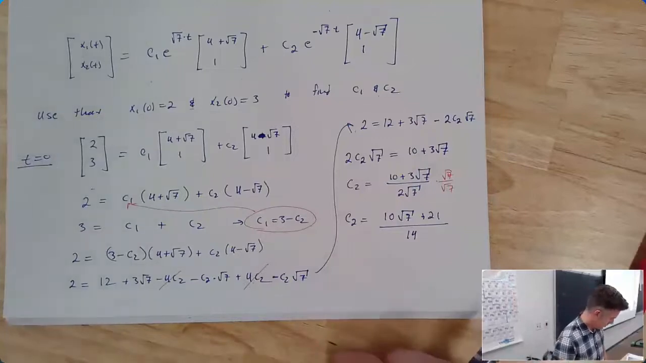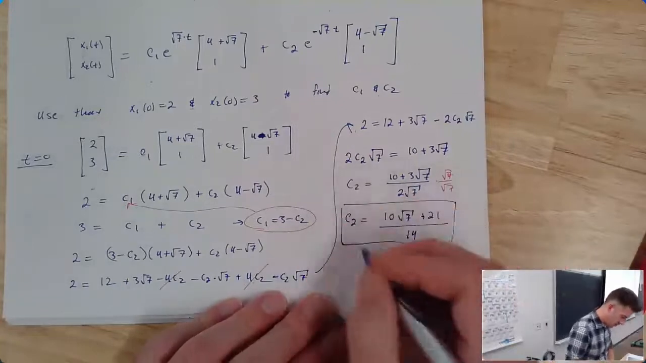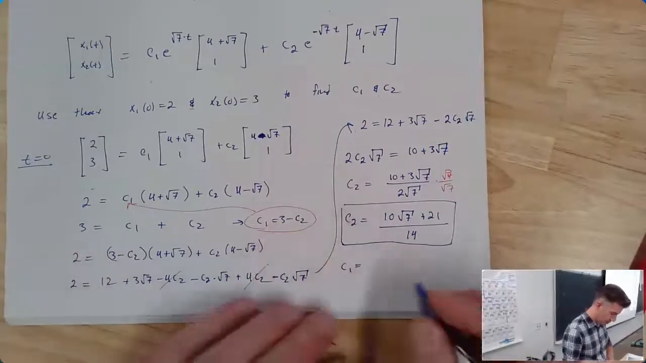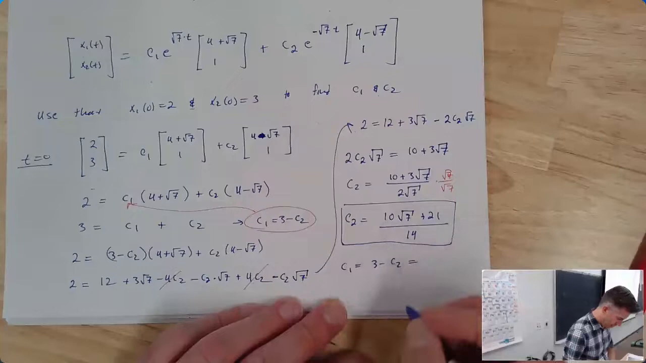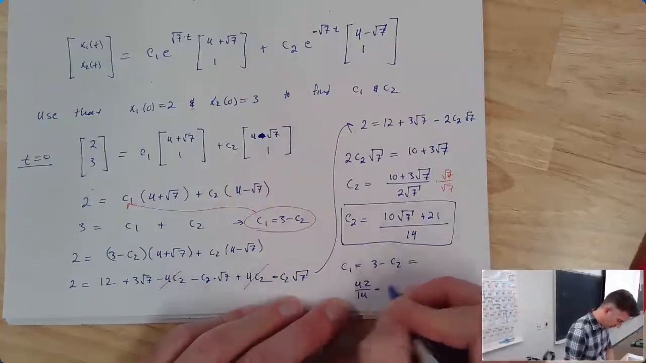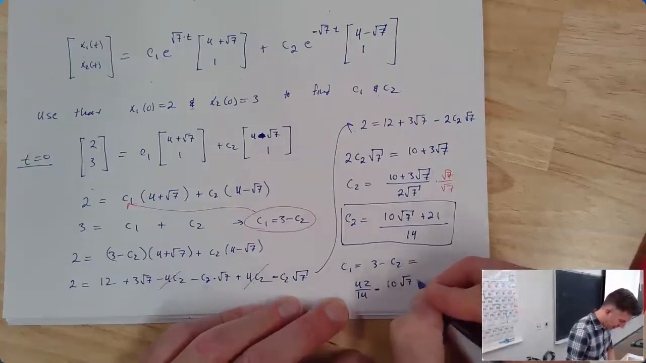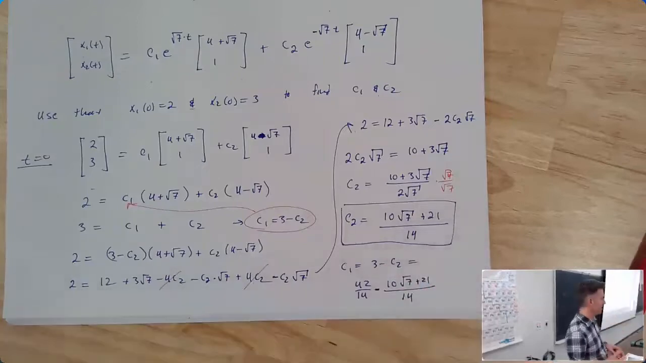So yeah, gross. And then our C1 is 3 minus C2. So that's going to be 3 minus C2, which I'm going to write as 42/14 minus all this grossness. Now check this out, it's kind of cool. You're going to get the same thing, but it's going to be the conjugate.